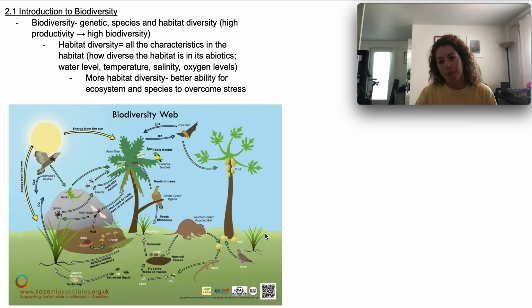The last one is habitat diversity, which is all the characteristics in a habitat, how diverse the habitat is in its abiotic conditions. So how diverse is the water level, the temperature, the salinity, the oxygen levels. The more diversity, the more combinations of different characteristics you have, the more species you can support. So the greater your species diversity, the better able that habitat is to survive and overcome stress.